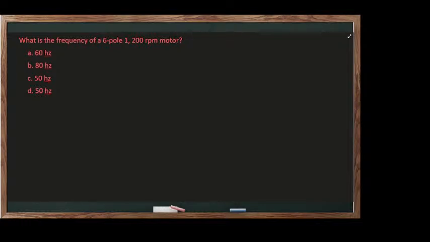Okay, so isolve na natin to, no? We will need to find the frequency of a 6-pole 1200 RPM motor. Solution. Okay, so our frequency is equal to the unknown, yan yung hinahanap natin, habang yung ating speed is 1200 RPM. Tapos yung ating pole is 6 pole. Okay, so we have formula natin na RPM is equal to F times 120 over P, no?